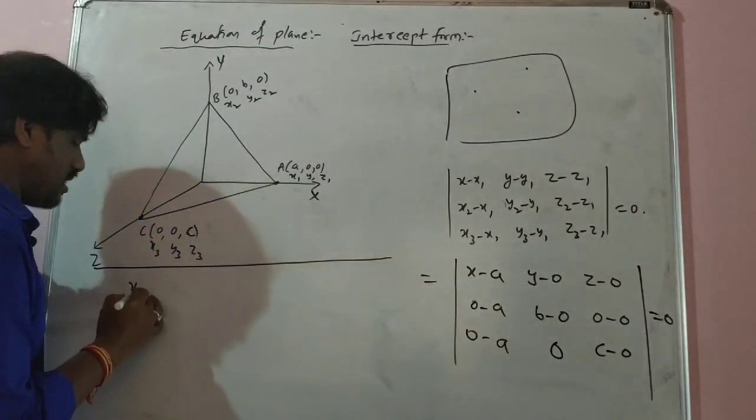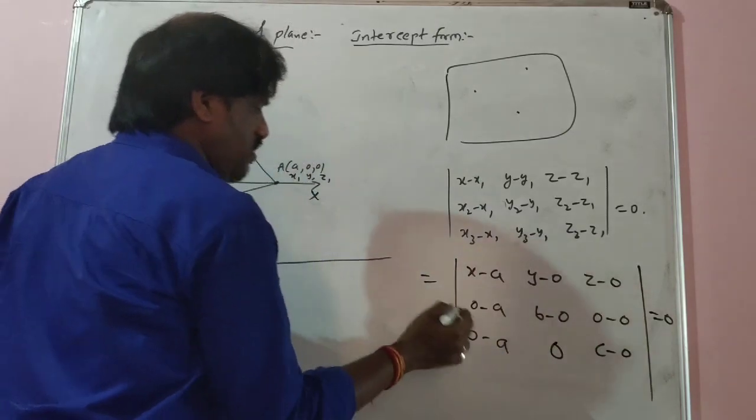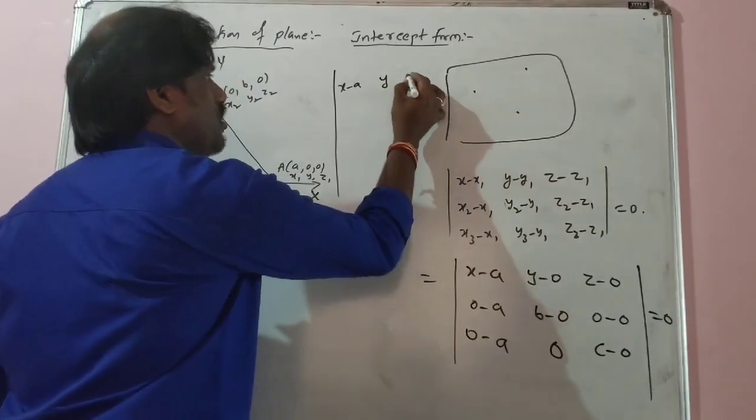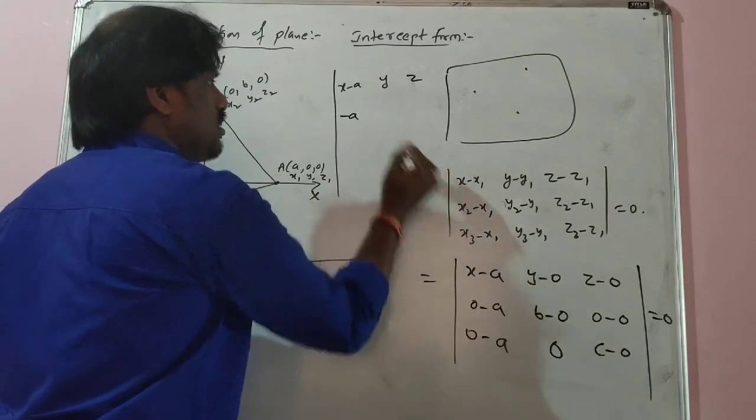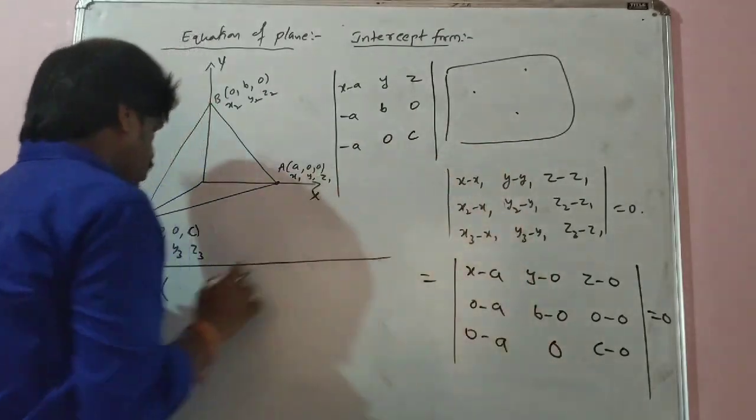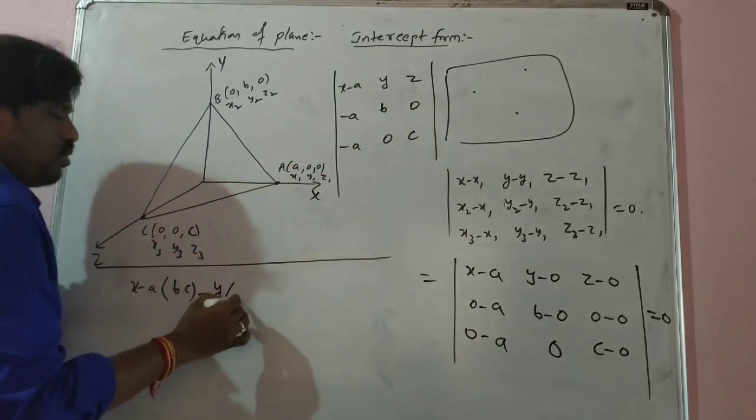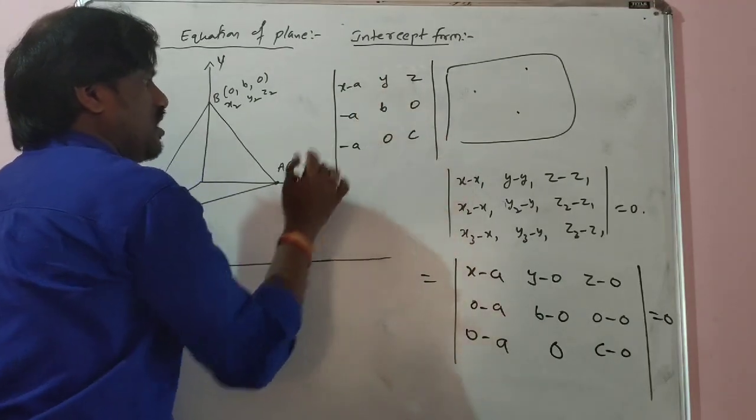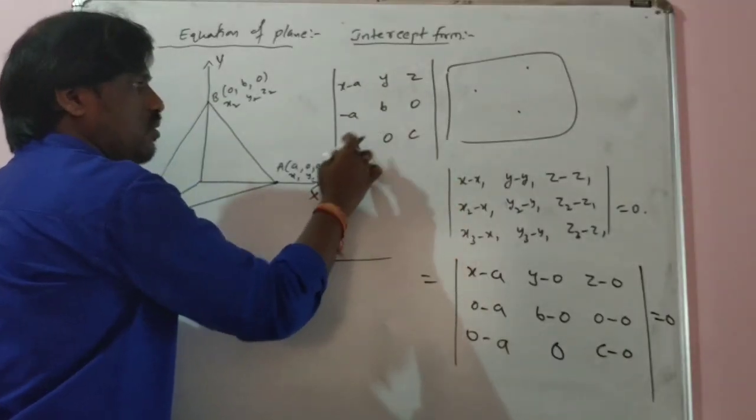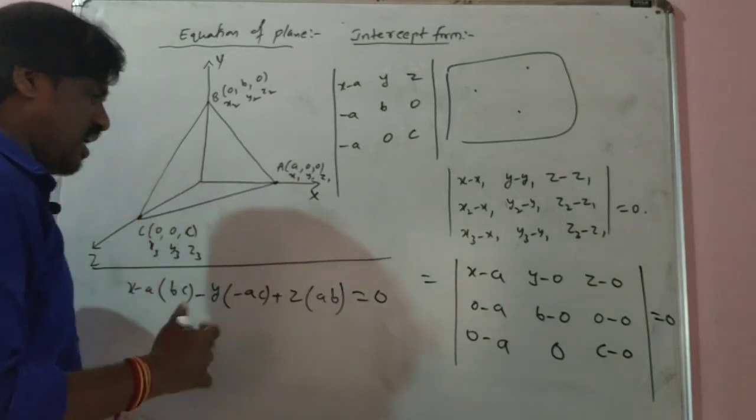If you find the determinant, I get x minus a into, if I do the cross, b minus 0 is b and c minus 0 is c. If I want, I will explain here: x minus a, y, and z, then minus a, b, 0, and minus a, 0, c. So I can write x minus a into bc, minus y into minus ac, plus z into minus a times 0 minus of minus ab, which is plus ab, equal to 0. I hope you know very well how to open this determinant, you have learned it many times.